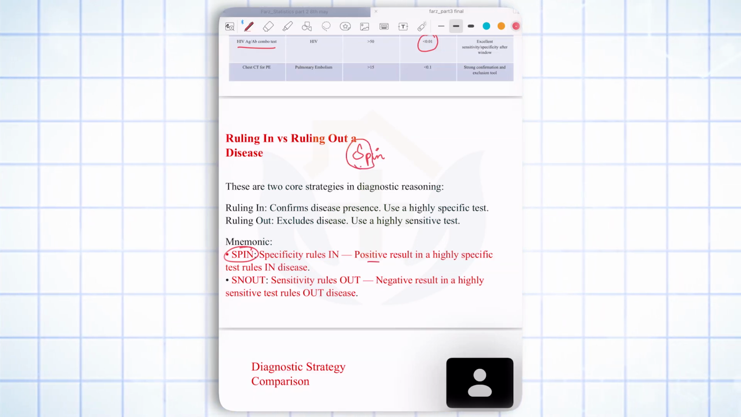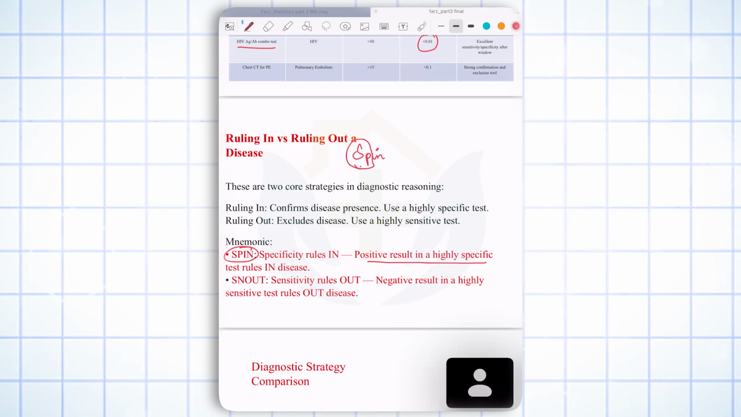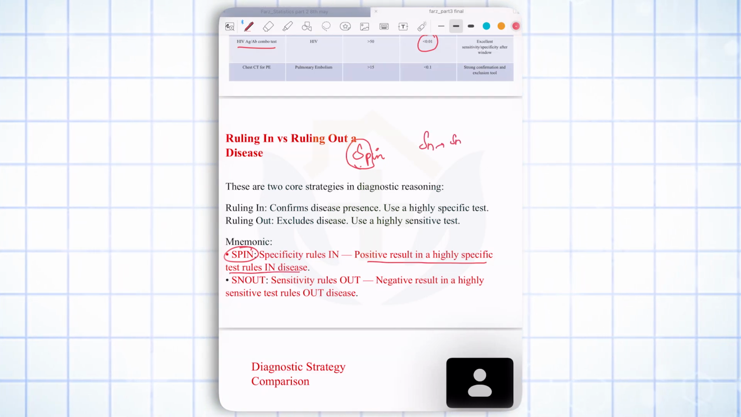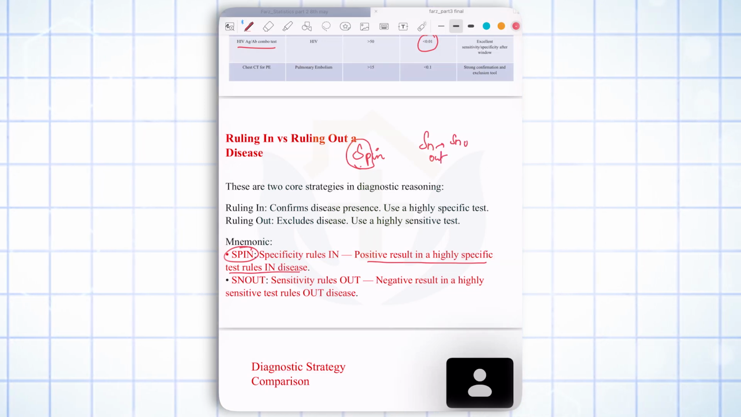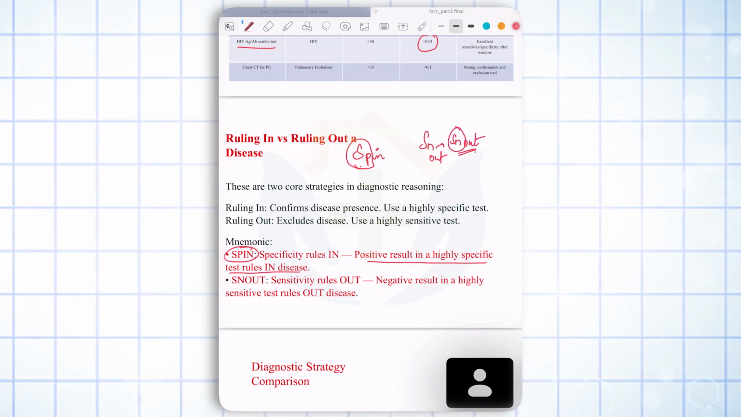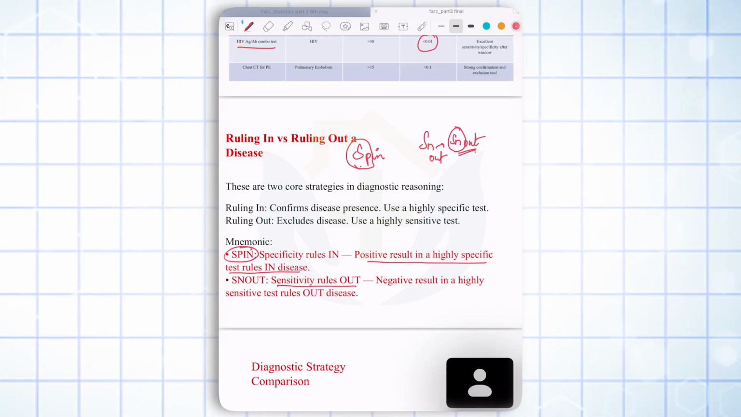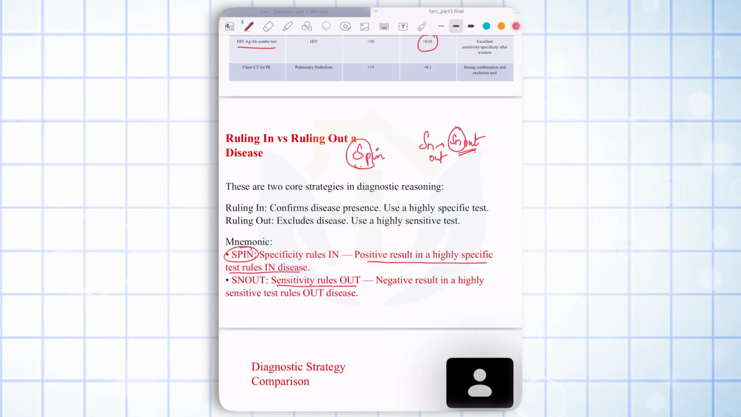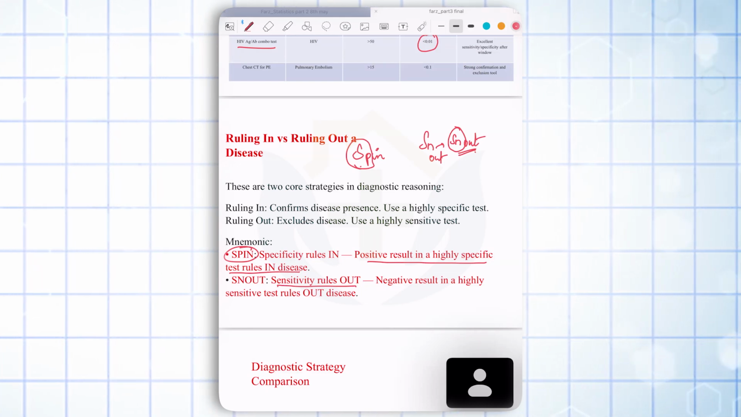Meaning that a positive test in a highly specific test rules in disease. What is SNOUT? SN is sensitivity, OUT is out, rule out disease. If a test is highly sensitive and the test is negative, it means that you are ruling out disease.